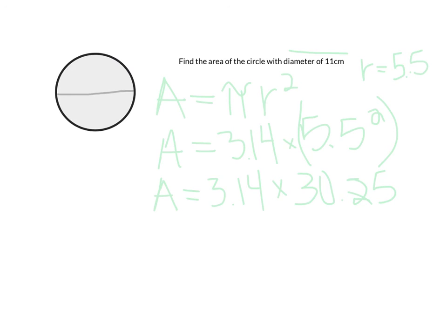So now we need to solve that multiplication. So the area equals 3.14 times 30.25. It equals 94 point, I'm going to round, 99. And again, we need units. So in this case, again, we're working with centimeters. So centimeters. And because it's area, on the units, I need the centimeters squared. So centimeters squared. Okay. All right, you're all set to go with area and circumference of a circle.